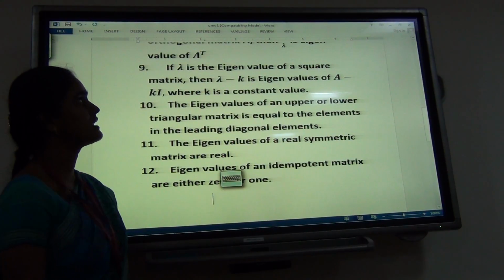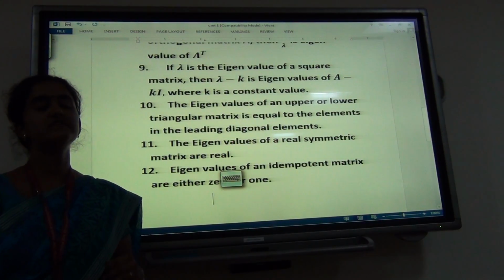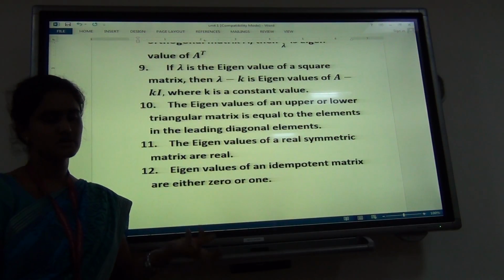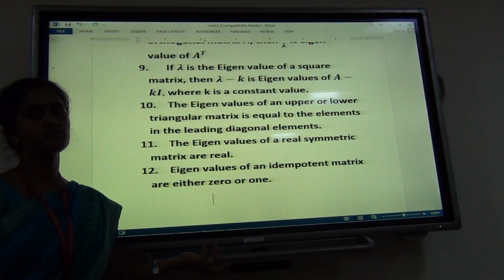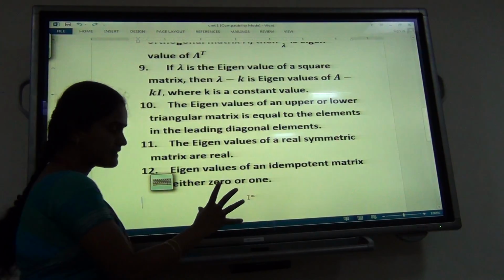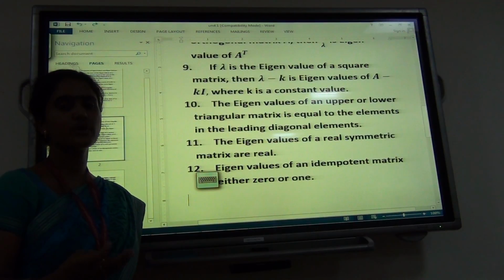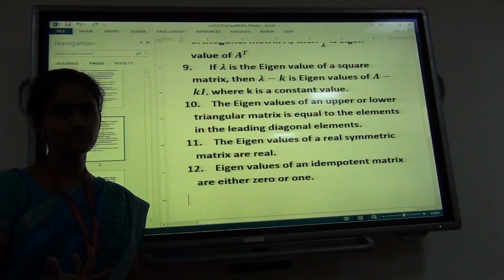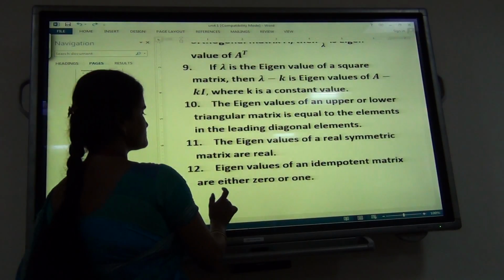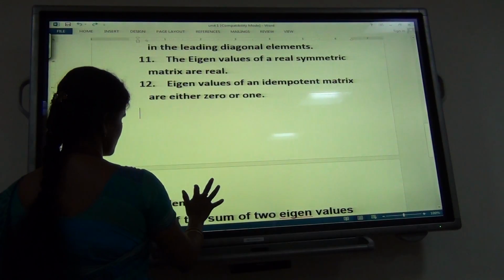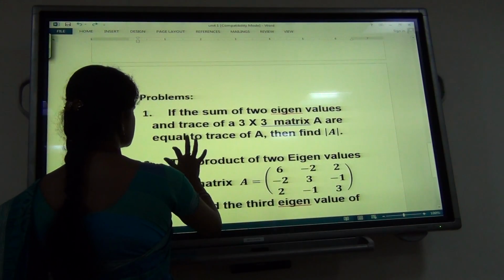So these are the 12 properties which will help us to find the eigenvalues and eigenvectors of any problem easily. If we know the matrix A, we can generalize for A square, A power n, A minus kI, A transpose, A inverse, like that. I have listed some problems.